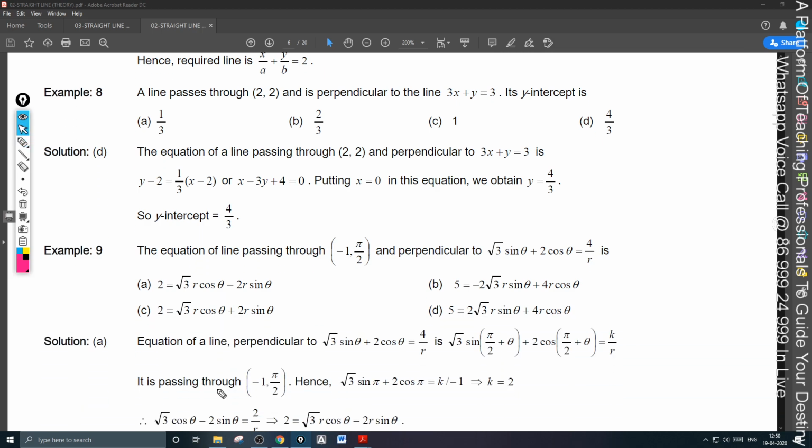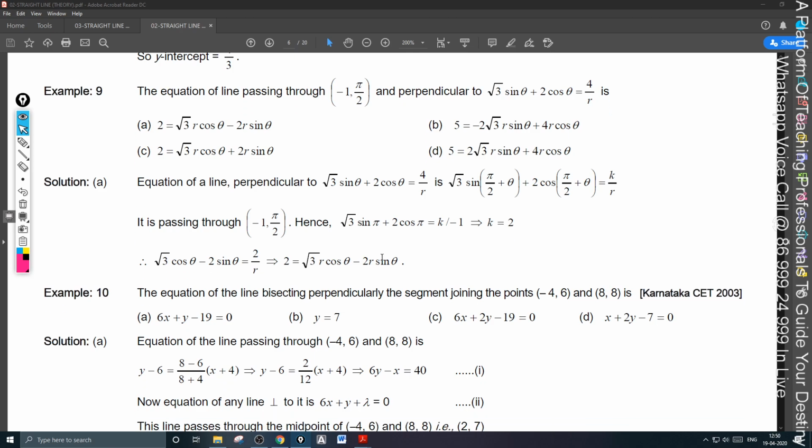The equation of the line passing through minus 1 comma pi by 2 and perpendicular to root 3 sine theta plus 2 cos theta is equal to 4 by r. This is called the polar equation of the line. Now, of course, it is not used nowadays and is also not in the syllabus. But it can be understood very easily. The equation of the line passing through minus 1 comma pi by 2 and perpendicular, he is saying, no, in place of theta you will get 90 plus theta. That's it. In place of theta you will get 90 plus theta.